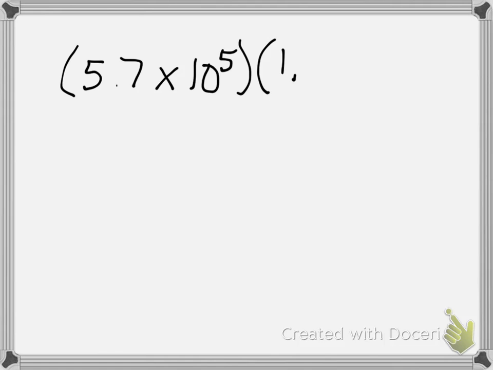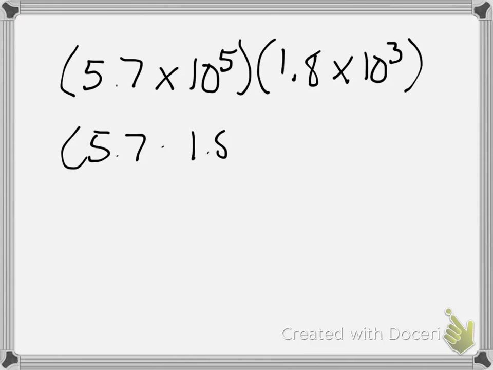Now we talk about multiplying scientific notation. This is not really all that difficult. It's just a matter of paying attention to what's going on. So let's look at example 2 here. We have 5.7 times 10 to the 5th power, and we're going to multiply that times 1.8 times 10 to the 3rd power. All we're going to do is multiply the two numbers together, so 5.7 times 1.8, and then multiply the 10 to the 5th times 10 to the 3rd.